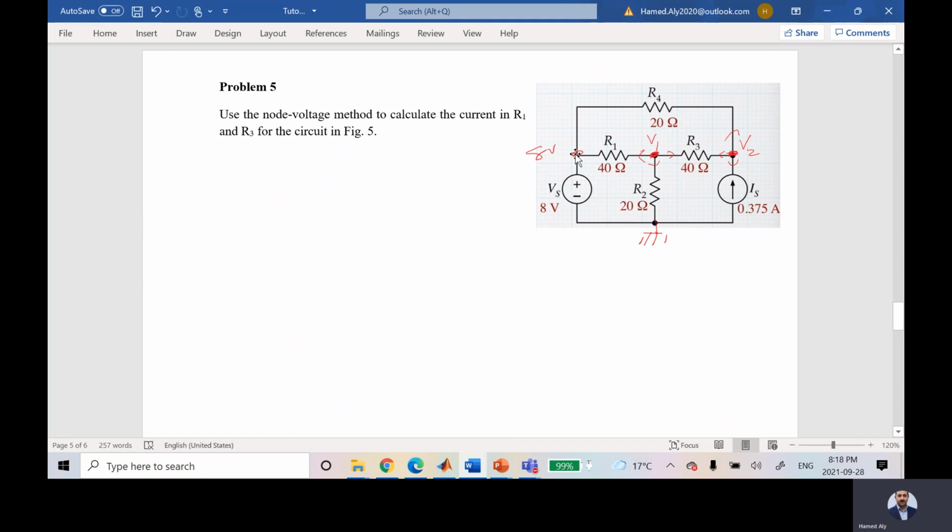And this third node that has 8V, should I say summation of the current for this guy is equal to 0? No. Why no? Because I know the voltage. No need to say summation of the current for that node is equal to 0, unless I ask you to calculate the current here. Okay, guys?